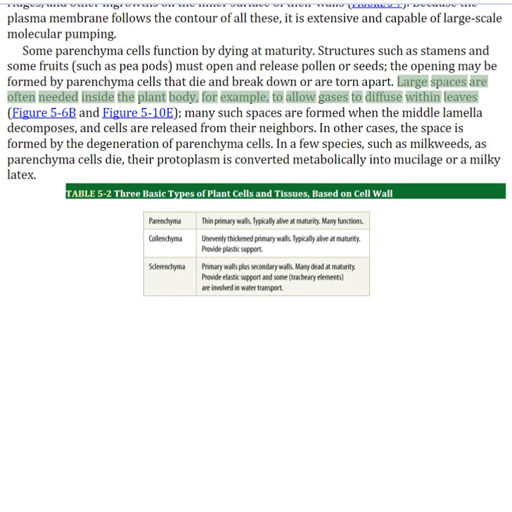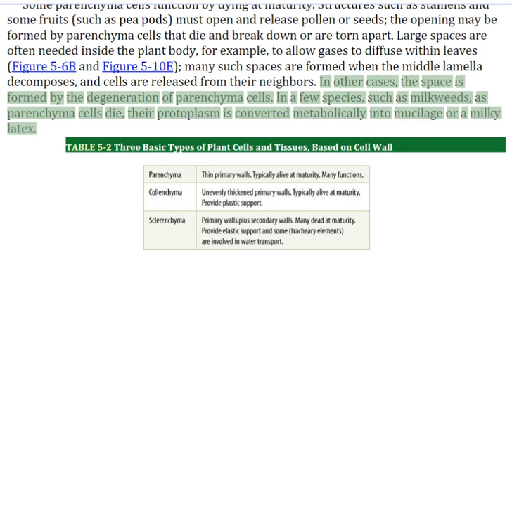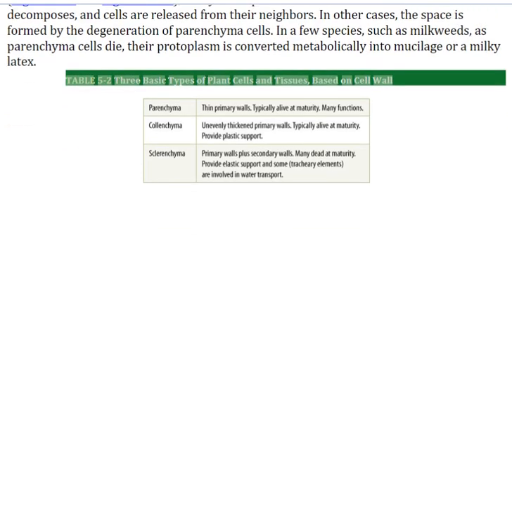Large spaces are often needed inside the plant body, for example, to allow gases to diffuse within leaves. Many such spaces are formed when the middle lamella decomposes, and cells are released from their neighbors. In other cases, the space is formed by the degeneration of parenchyma cells. In a few species, such as milkweeds, as parenchyma cells die, their protoplasm is converted metabolically into mucilage or a milky latex.